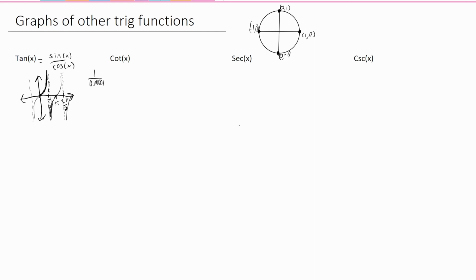Now, because this pattern repeats every pi, so this is pi over 2, this is 3 pi over 2, this is one full cycle, essentially the period of tangent, instead of being 2 pi, aka going around the full unit circle, the period is actually going to be pi.